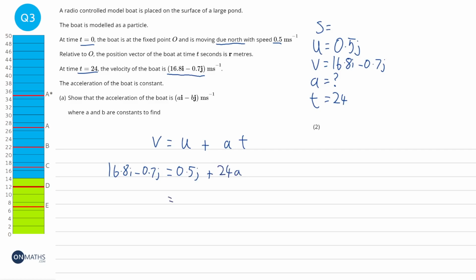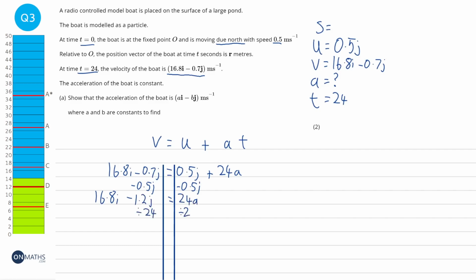And we just need to rearrange this, so we can put our lines in, and we can take away the 0.5 j from both sides, and so we've got 16.8 I, and minus 1.2 j, and then we can divide both sides by 24, and that would be 0.7 I minus 0.05 j, and so A would be 0.7 I minus 0.05 j.